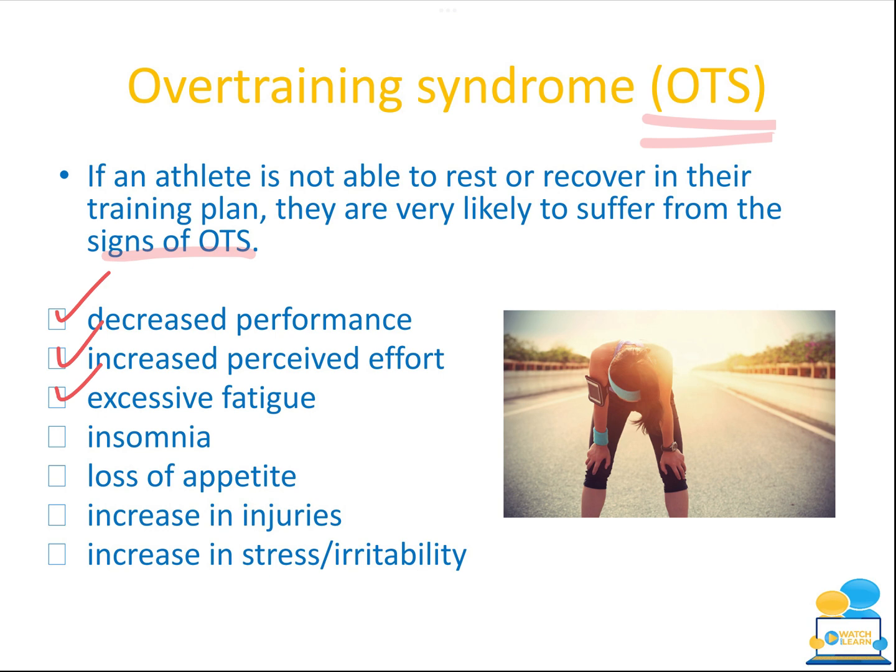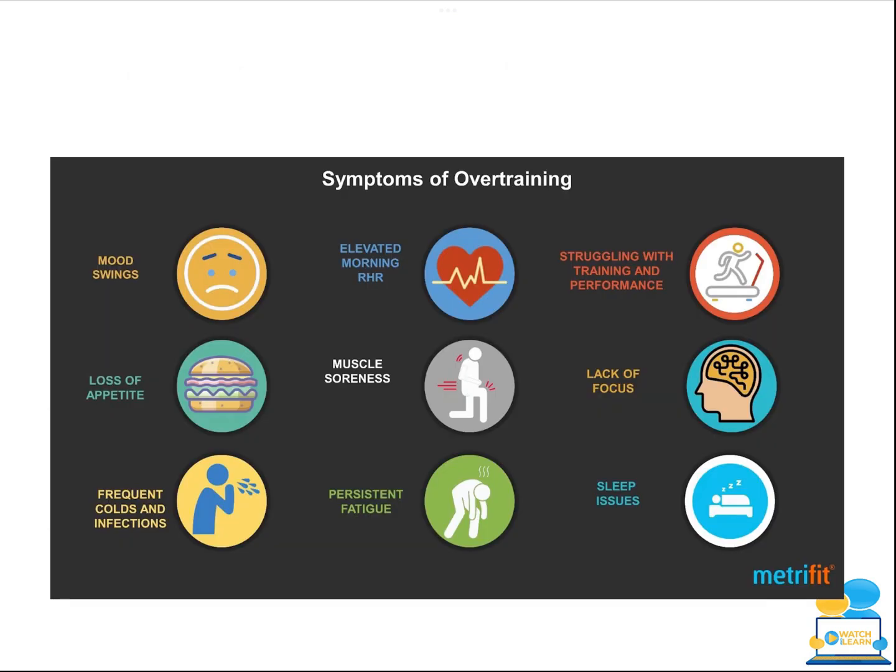So the athlete's really tired. Insomnia, they can't sleep. Loss of appetite might also occur there. We have an increase in injuries, and an increase in stress and irritability. So getting quite annoyed by very small minor issues could be a sign of OTS. Some other signs and symptoms of overtraining: mood swings, elevated morning resting heart rate, struggling with training and performance, loss of appetite, muscle soreness, lack of focus, frequent colds and infections, persistent fatigue and sleep issues.